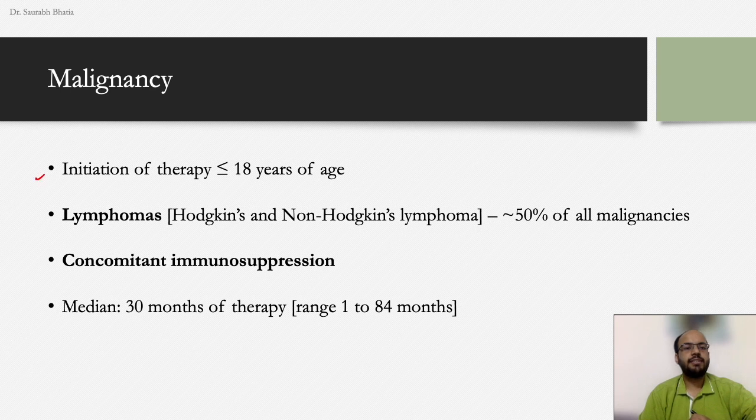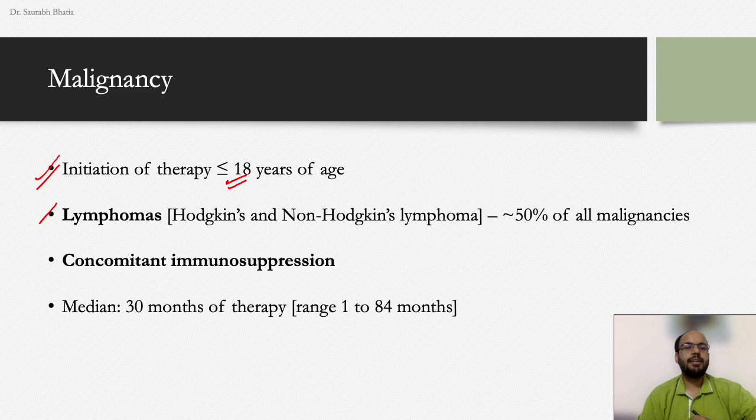Malignancy is seen in patients where therapy is initiated in the pediatric age group, especially in non-dermatological uses like juvenile idiopathic arthritis or maybe pediatric Crohn's disease. So if the first dose is received before 18 years of age, the chances of malignancies increase.